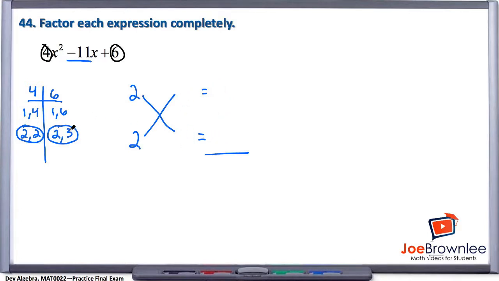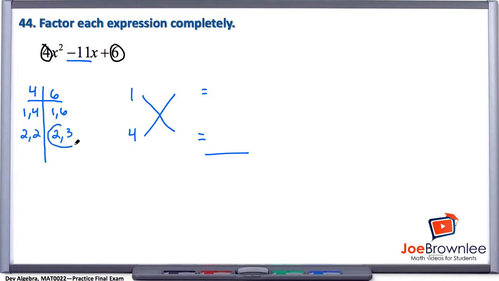So let's try 1 and 6. Well, we could try a 6 and a 1. 2 times 6 gives us 12. 2 times 1 gives us 2. Again, can we use a 12 and a 2 to get to a negative 11? No, I don't think so. Again, if these were not the same number, we would flip the 1 and the 6 and try a different combination. But in this case, that doesn't work. So instead of 2 and 2, let's try 1 and 4.